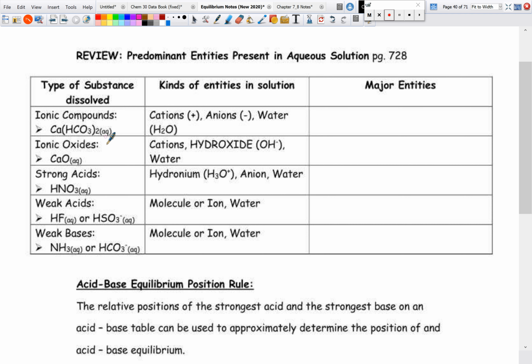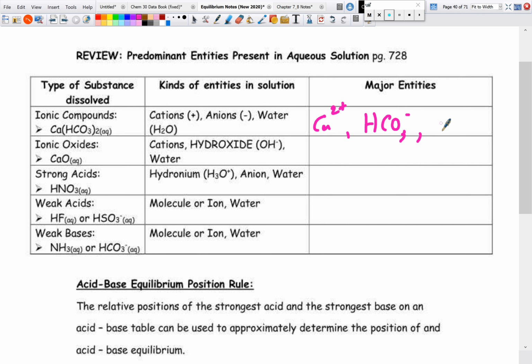But if you do have something that is soluble, when you put it in water, what you get are the cations, the anions, and water. So for example, calcium hydrogen carbonate. If we put this in water, we get the calcium ion. We're going to get the hydrogen carbonate ion.